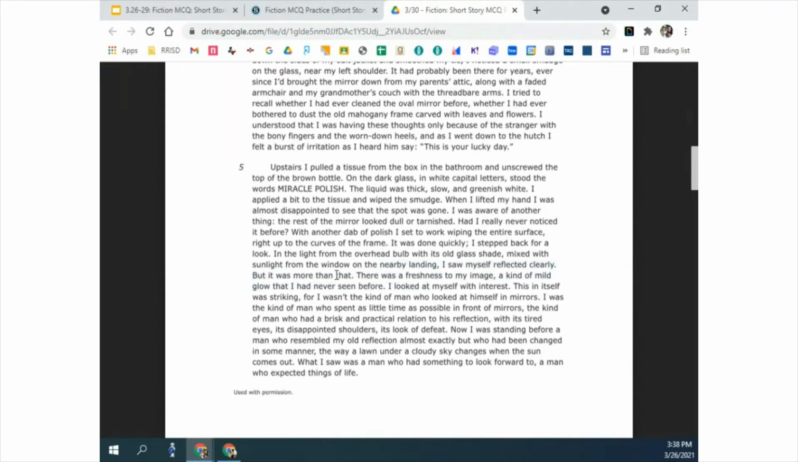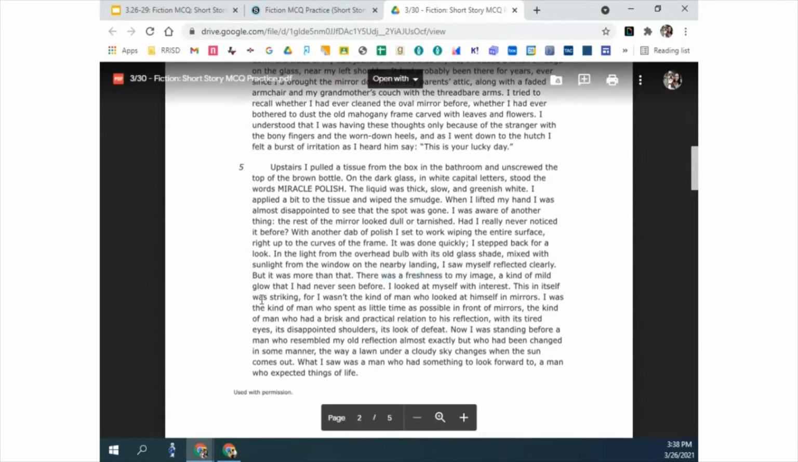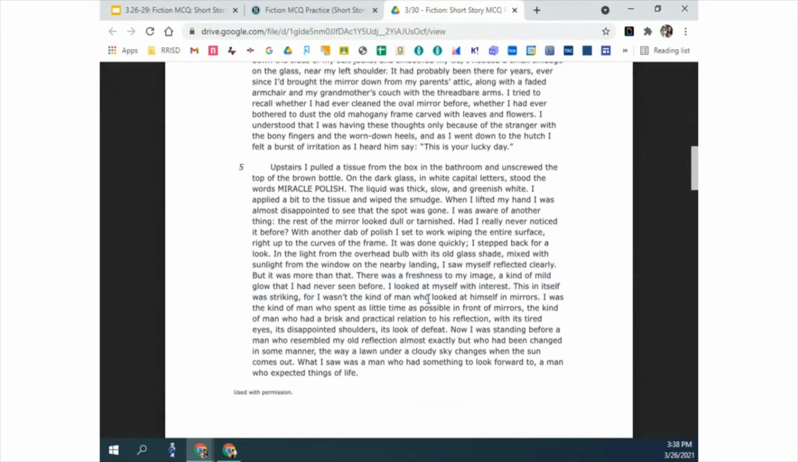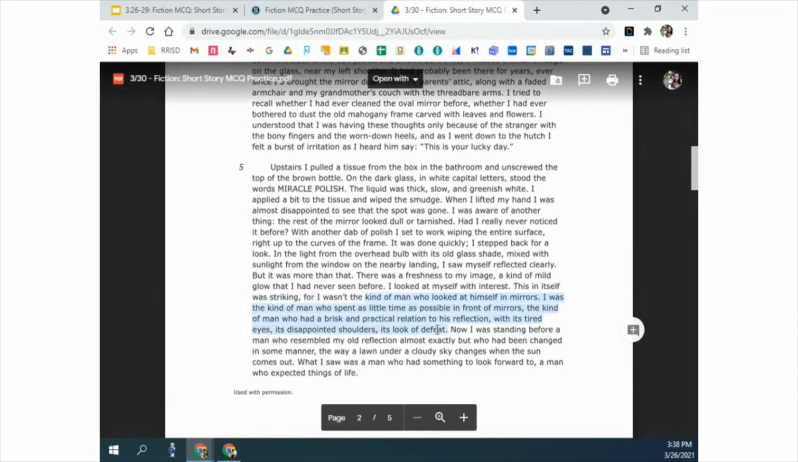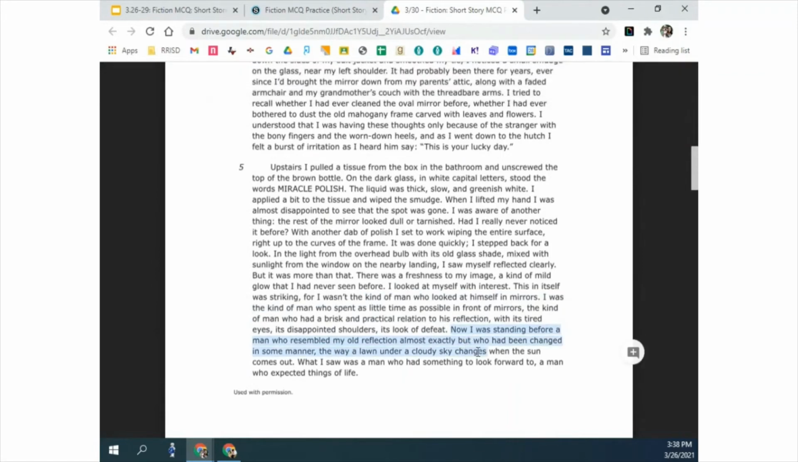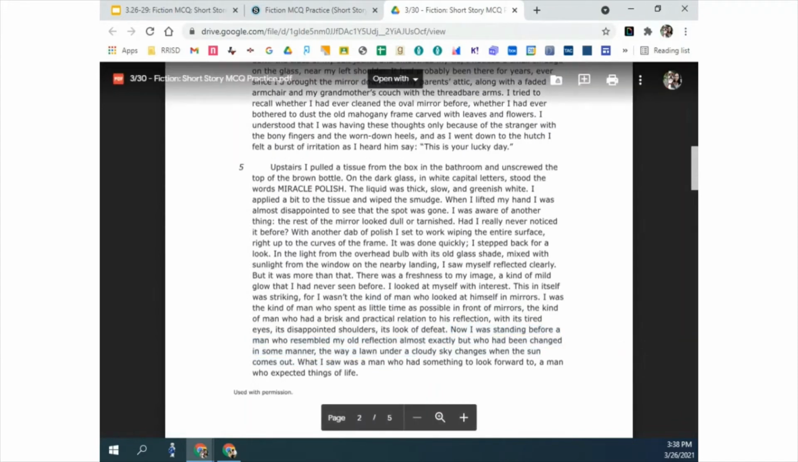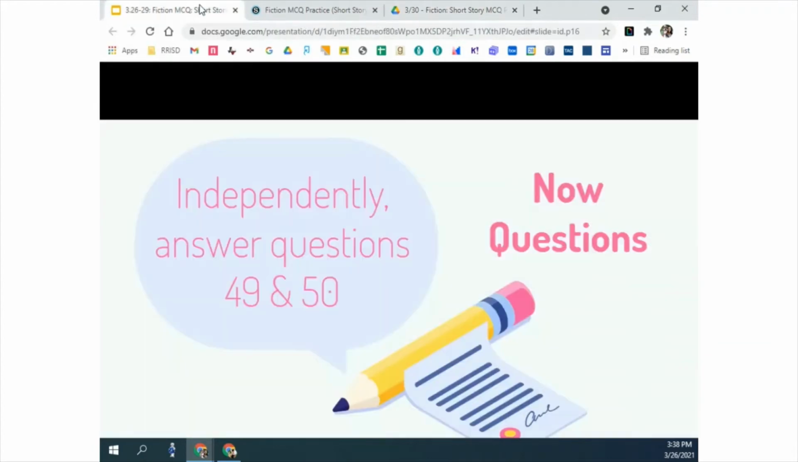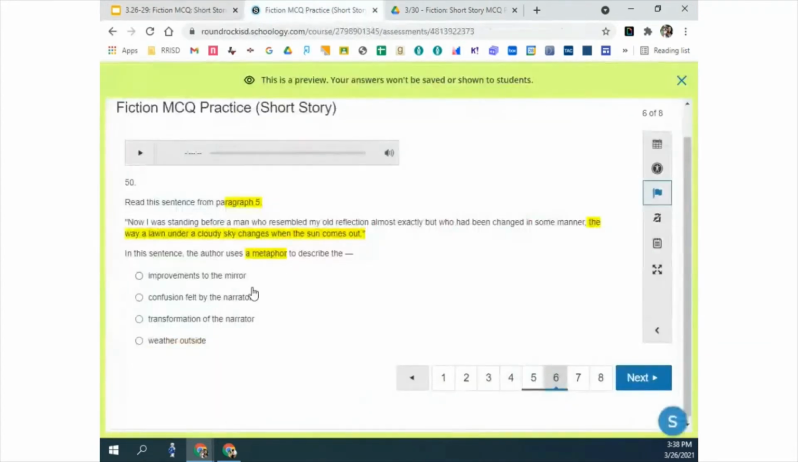There's more than that. There's freshness. There's a glow. I looked at myself with interest, right? It was striking. I used to see this man, but now I'm seeing a man who resembled my old reflection almost exactly, but who had been changed. And then the metaphor. Okay. So based off of that, you have a man looking in a mirror who's feeling changed.